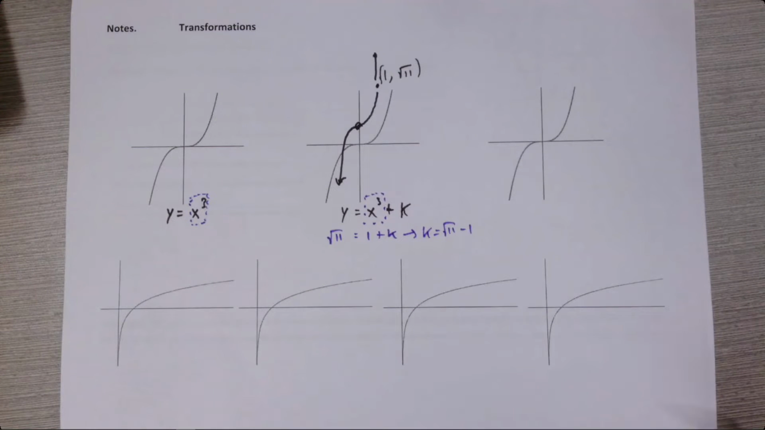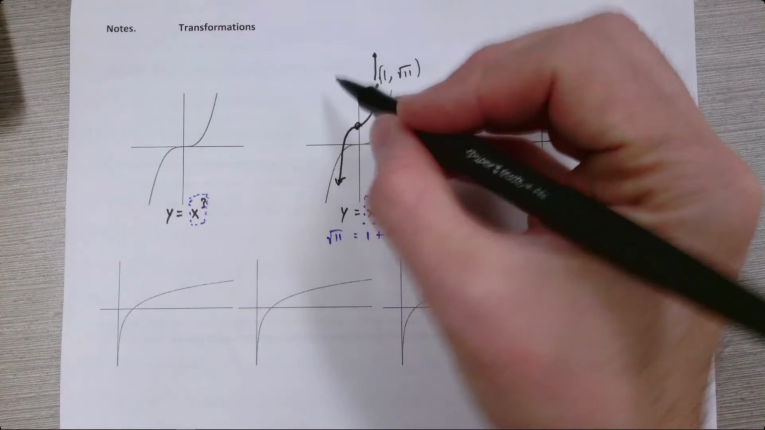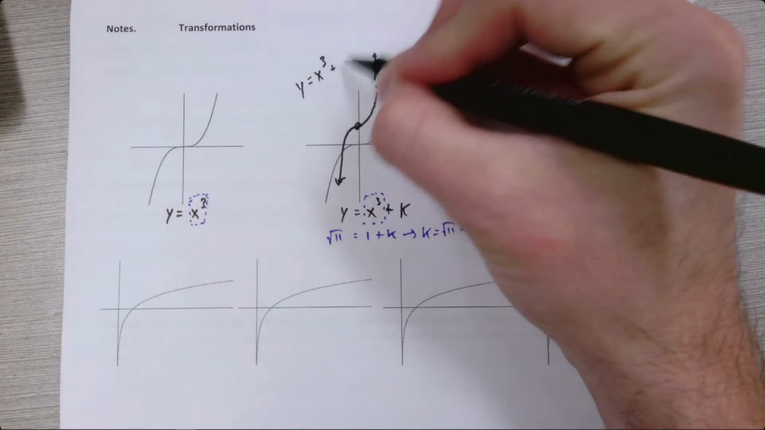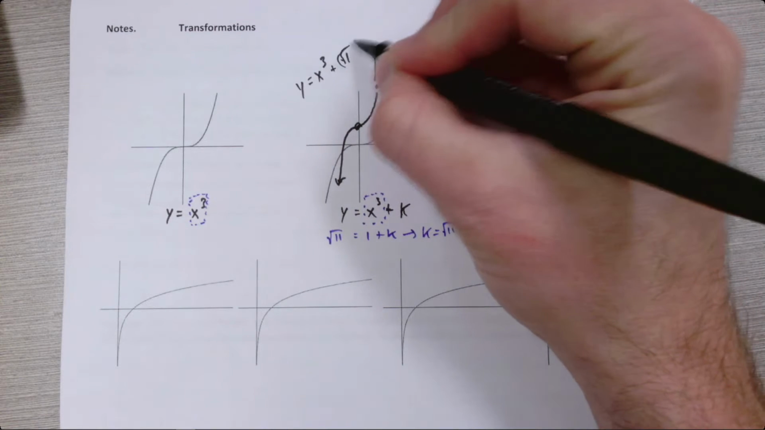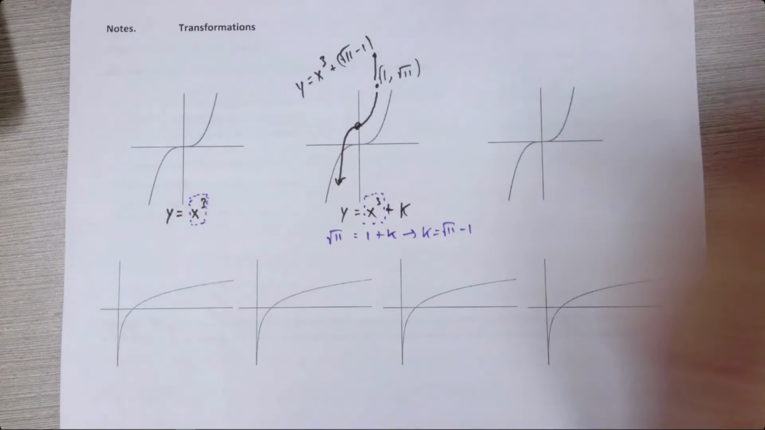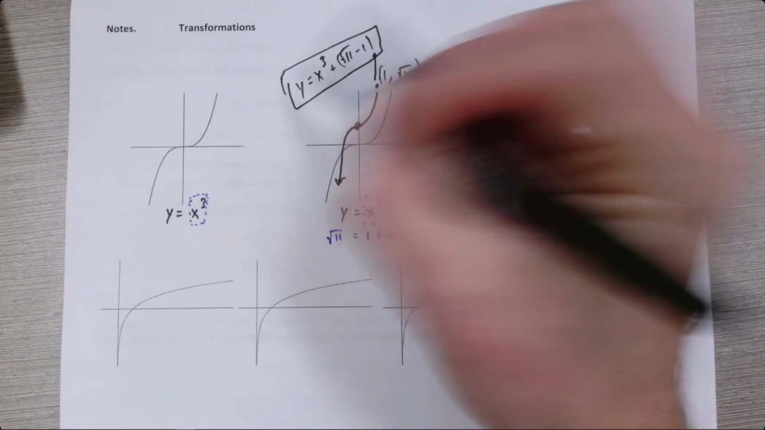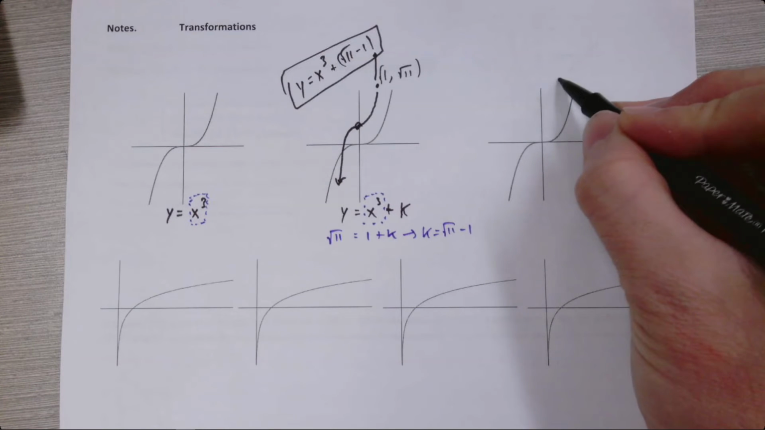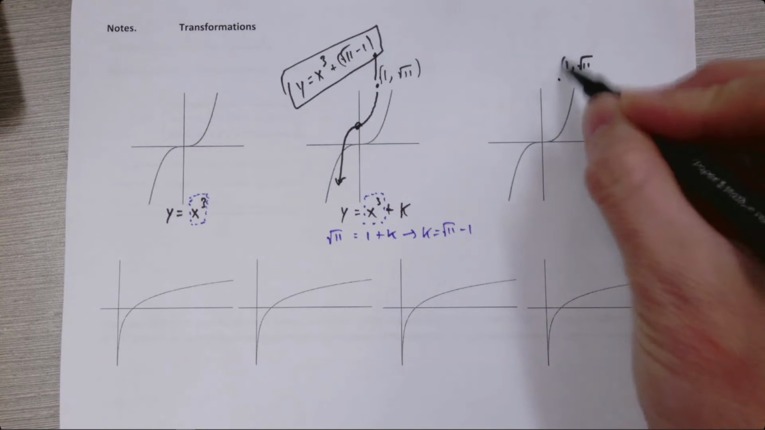And so then our final equation, we could write somewhere. Let's write it up here. So y equals x cubed plus root 11 minus 1. And this is the new equation. Okay, so let's do it a different way. Same point, 1 comma root 11.